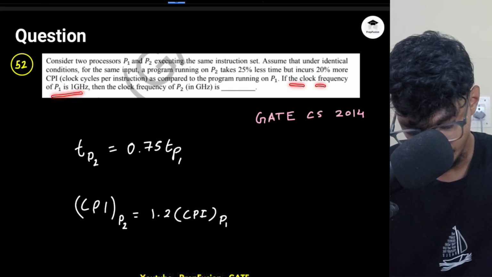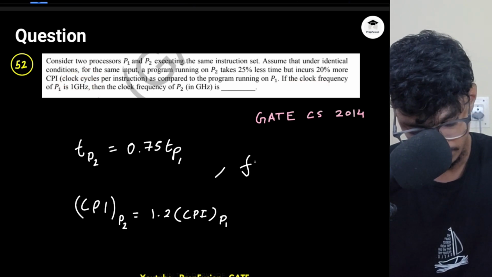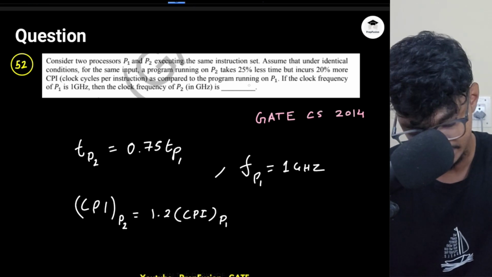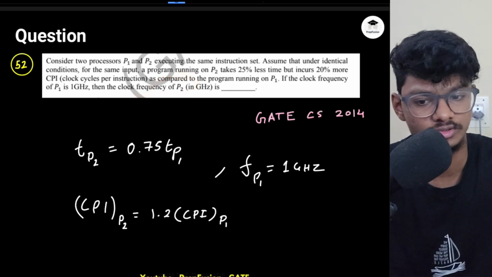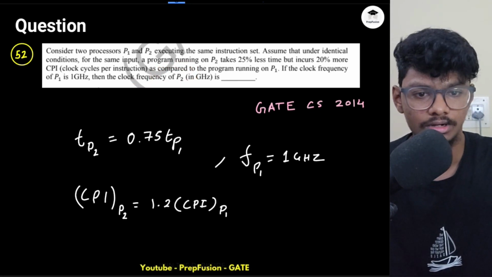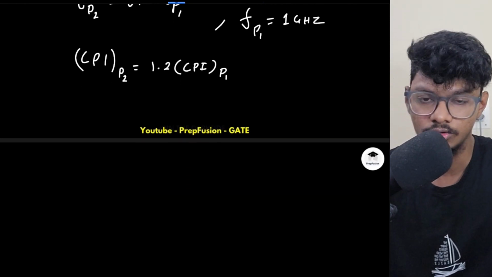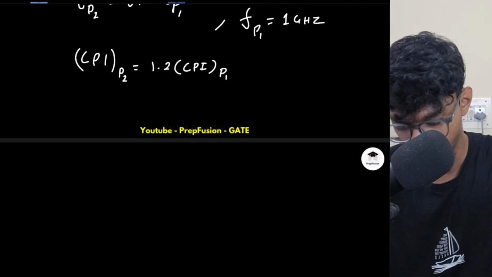If the clock frequency of P1 is 1 GHz, so the frequency of P1 is 1 GHz, what are they asking? They are asking me the clock frequency of P2. What will be the clock frequency of P2? So basic things we know, even if you tend to forget the results, right? One thing you know: how much time will processor P1 take? What will be the time?